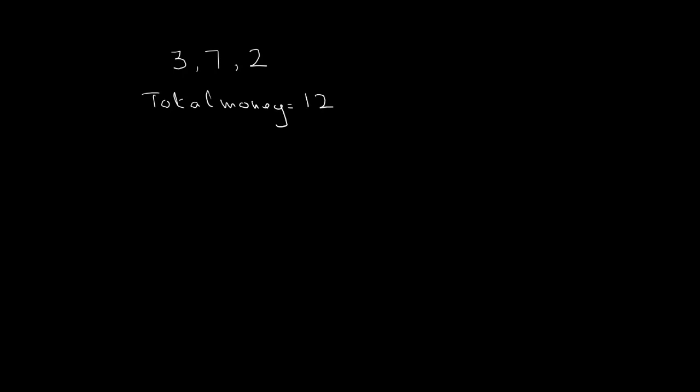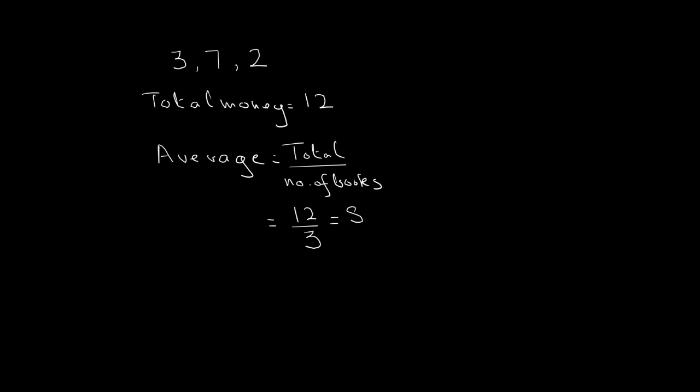Now we're going to define something called the average, and the average is very simply defined to be the total money over the number of books. So that's going to be equal to 12 over 3. So the average is equal to $4. Remember, we had $3, $7, and $2. So the average is $4. What do I mean by the average? I exactly mean the total divided by the number of books.